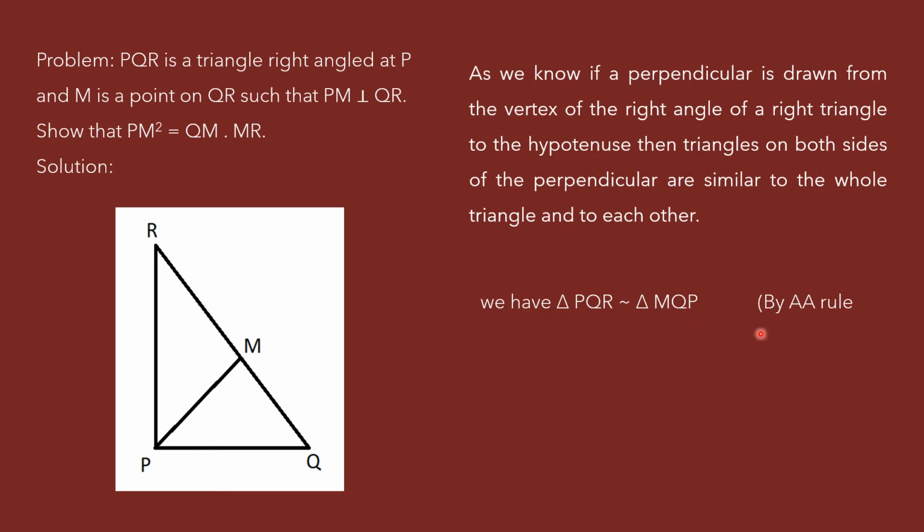The order is very important. Simply by AA rule. AA rule: P and M are equal, and Q is equal to Q. That's why. Therefore here we are using the right angle and the common angle. Here you should write MQP only. You cannot write MPQ or PMQ like this. You have to write MQP only. Therefore, triangle PQR is similar to triangle MQP by AA rule.